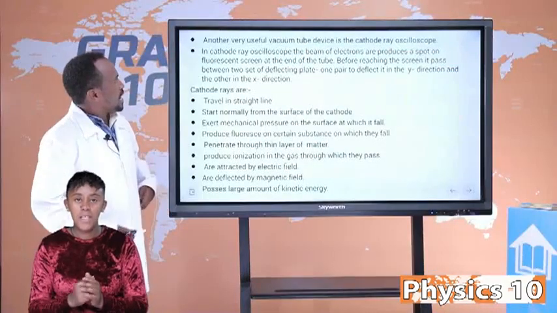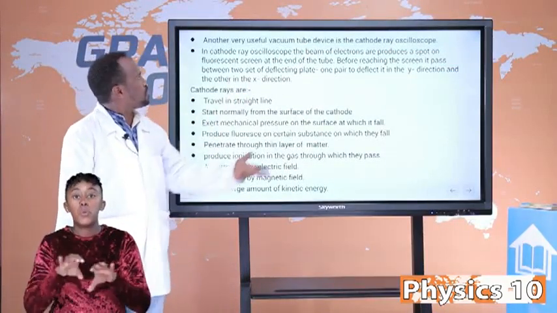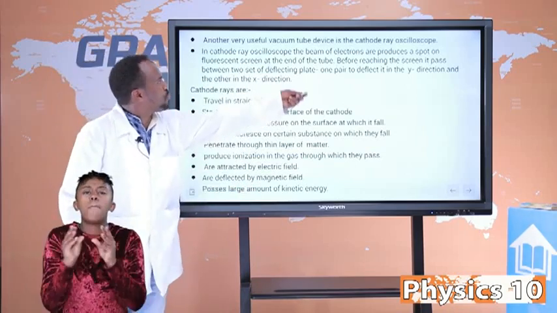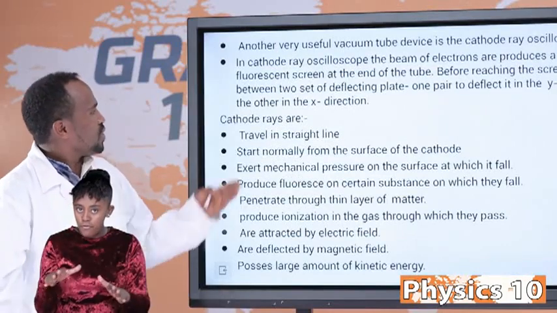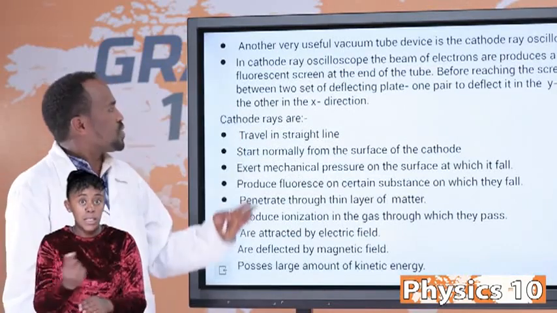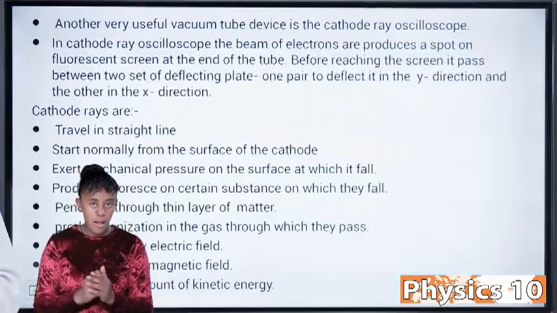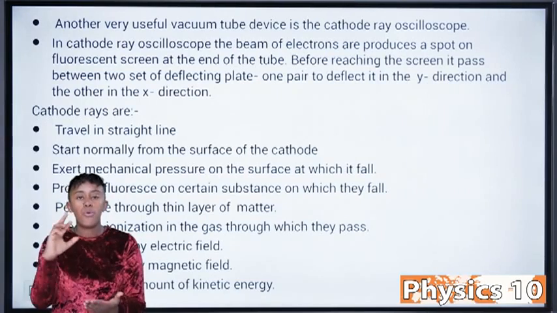Another useful vacuum tube device is the cathode ray oscilloscope. In a cathode ray oscilloscope, the beam of electrons produced makes a spot on a fluorescent screen, as I have said now. So let us see the properties of cathode rays. Let us mention some points about the properties of cathode rays.